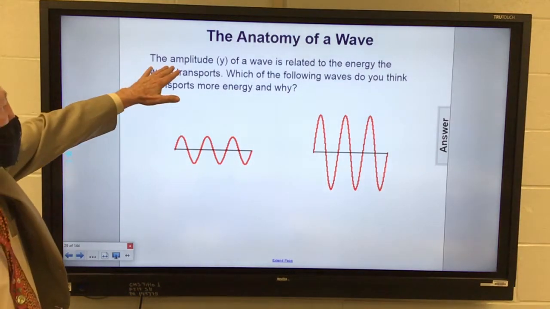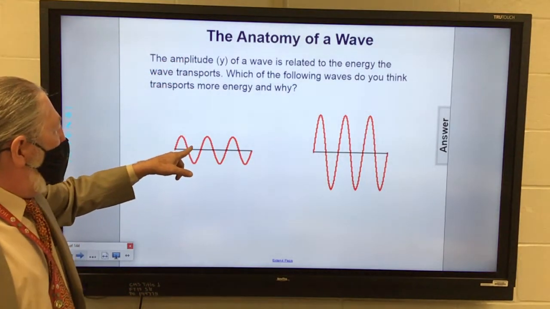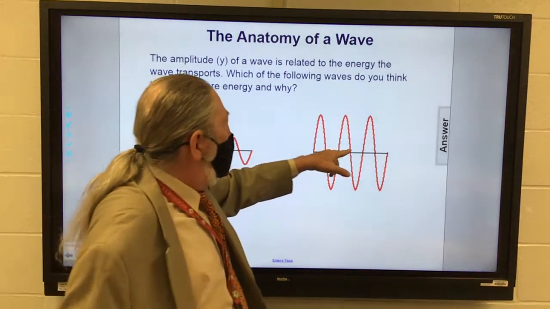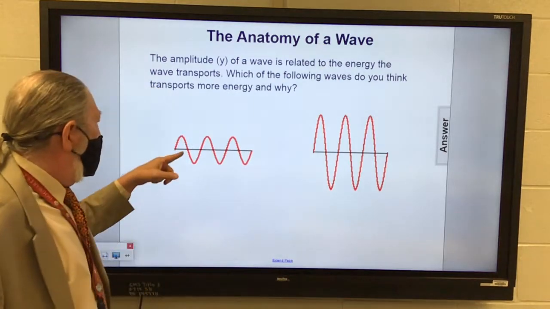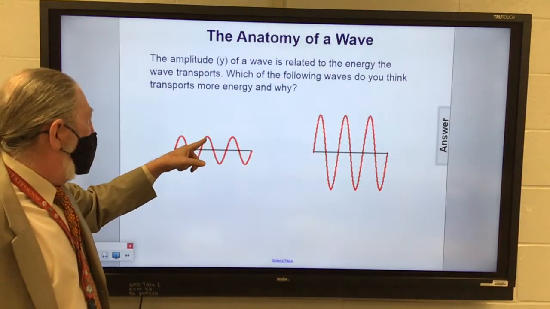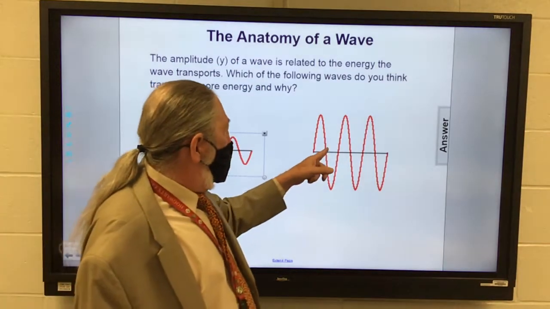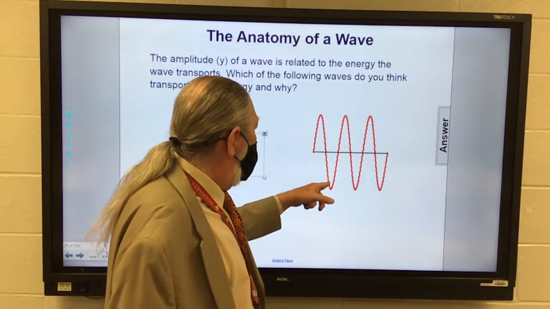So the amplitude, now remember, that's from the equilibrium part or the rest position where this black line is. Same here. And it's from either here up or from here down, right? On each one of these waves. Which one has the most energy, you think? This one or this one?